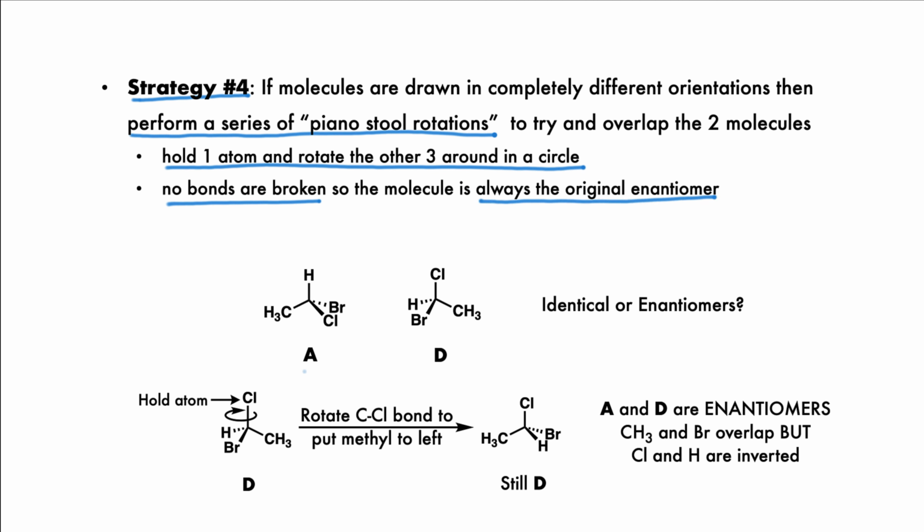Let's use this method to compare A and D. If you hold the chlorine in D, you can rotate to move the positions of the bottom three groups. This lets you overlap the methyls and bromines of A and D. At this point, you can stop. While the methyls and bromines overlap, the chlorines and hydrogens are inverted. This means A and D are enantiomers.